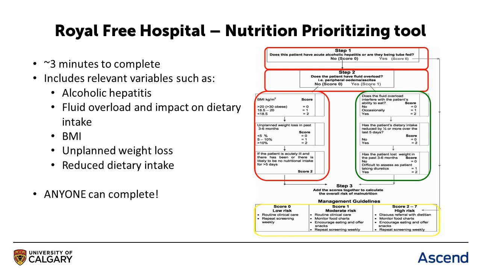They are at risk of malnutrition and they should be assessed by a nutrition specialist or initiated on enteral feeding. And then step 2, however, if your patients aren't fulfilling that criteria, is to tease out the patients with or without fluid overload. If they don't have fluid overload, then it's basically a standard nutrition screen.